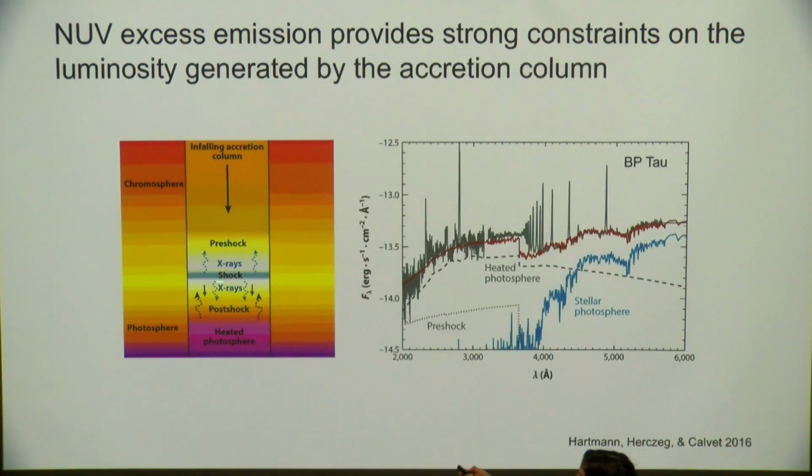The idea here is that at the shock, half of the emission goes down and heats the photosphere. Half the emission goes up into the pre-shock. This pre-shock processes the emission, sends half of it back down into the heated photosphere, and half of it leaves the system. And here, the total model, so again, the gray is the data, the blue is the photosphere, and the red is the total model. That consists of the heated photosphere in dashed, and the pre-shock emission, the dotted emission.